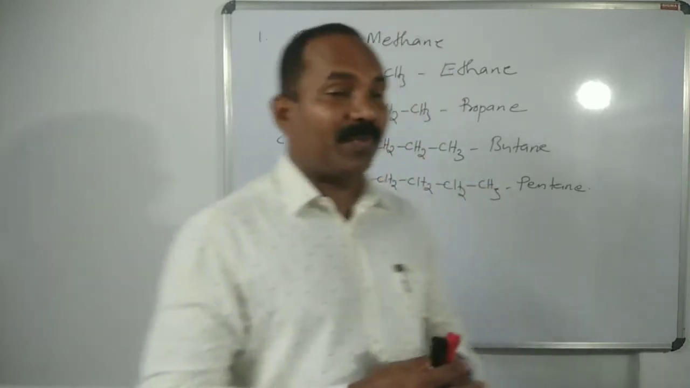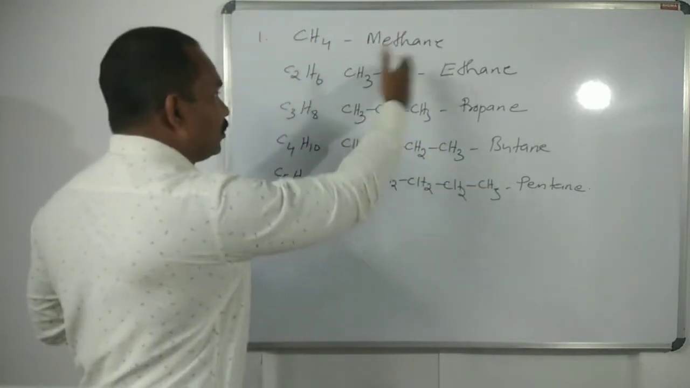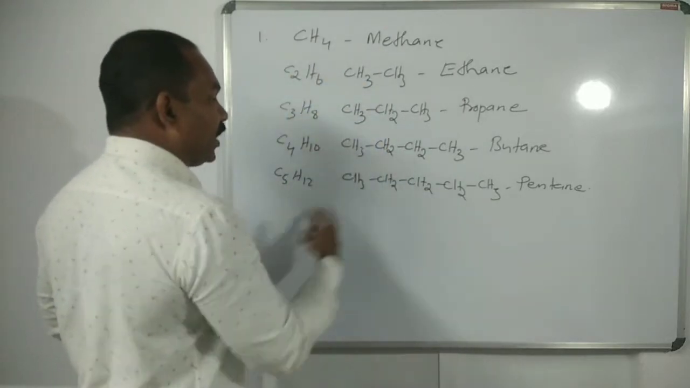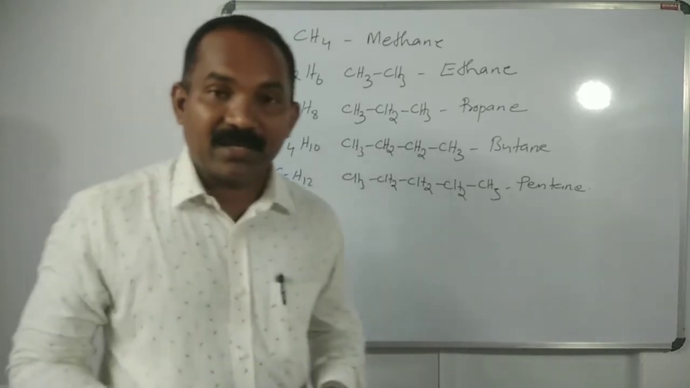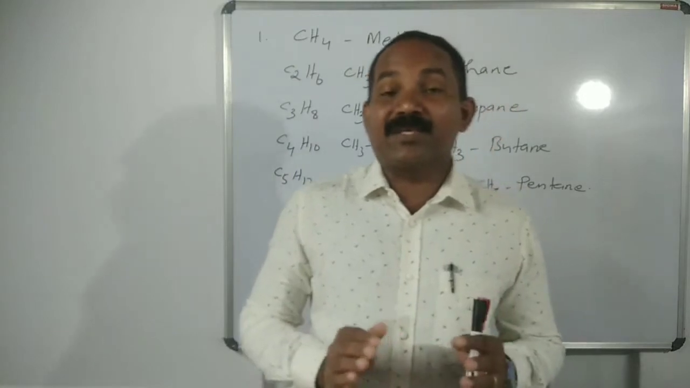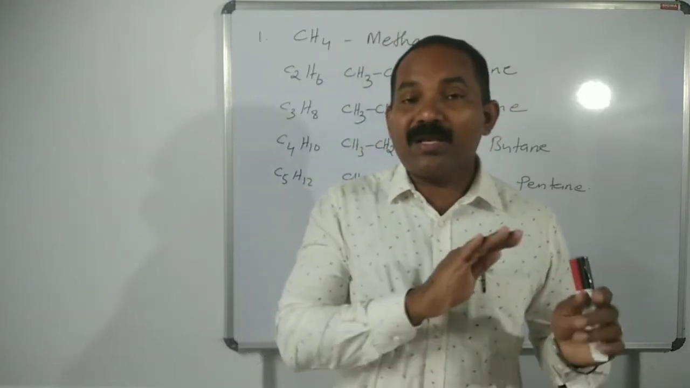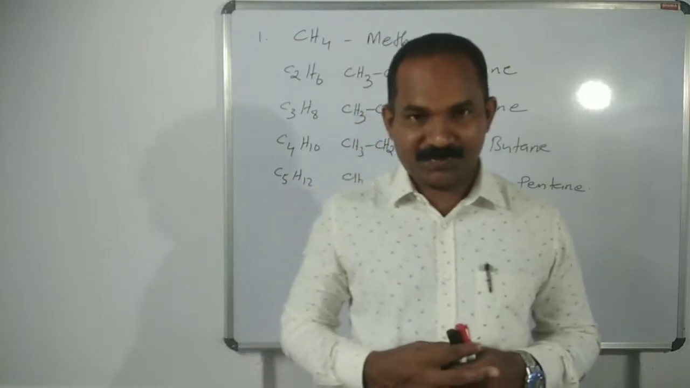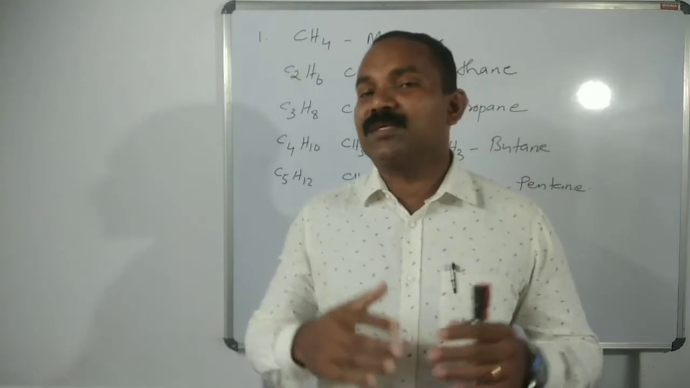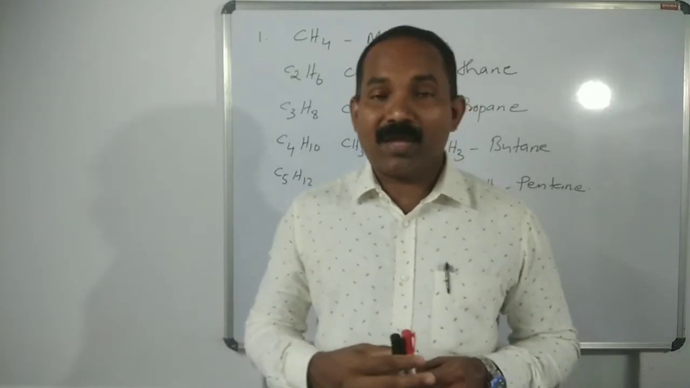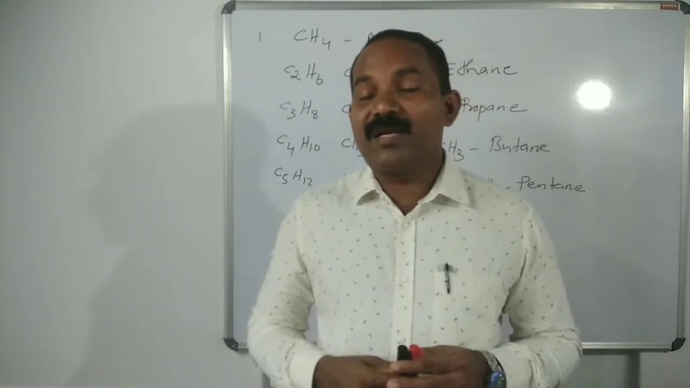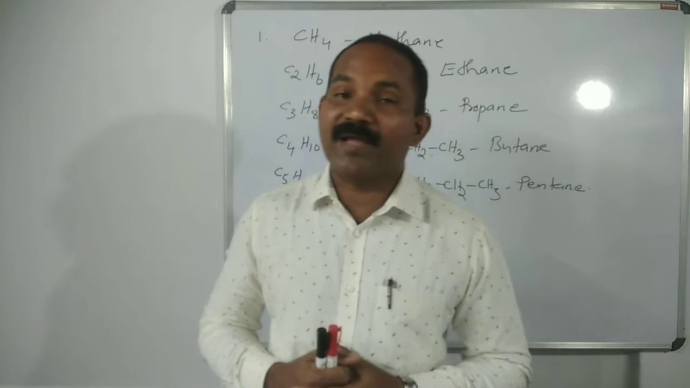And the chain should be a straight chain. One carbon atom, methane, 2, 3, 4, 5, 6. These chains are straight chains. So these are alkanes without branching, only straight chain alkanes. So the rule is to select the longest continuous carbon chain, which may or may not be straight.